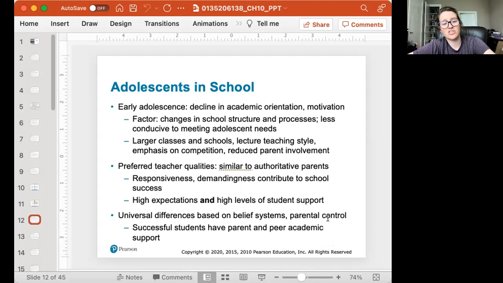A factor is that changes in school structure and processes lead to it being less conducive to meeting the adolescent's needs. So maybe instead of having one teacher all through first through fifth grade or pre-K through fifth grade, now they have 7 teachers. Things change. Maybe they don't get as much individual attention as they once got or needed. Larger classes in schools, lecture teaching style, there's an emphasis on competition, and there's reduced parent involvement. There's preferred teacher qualities: kids prefer authoritative teachers, like they would want authoritative parents.